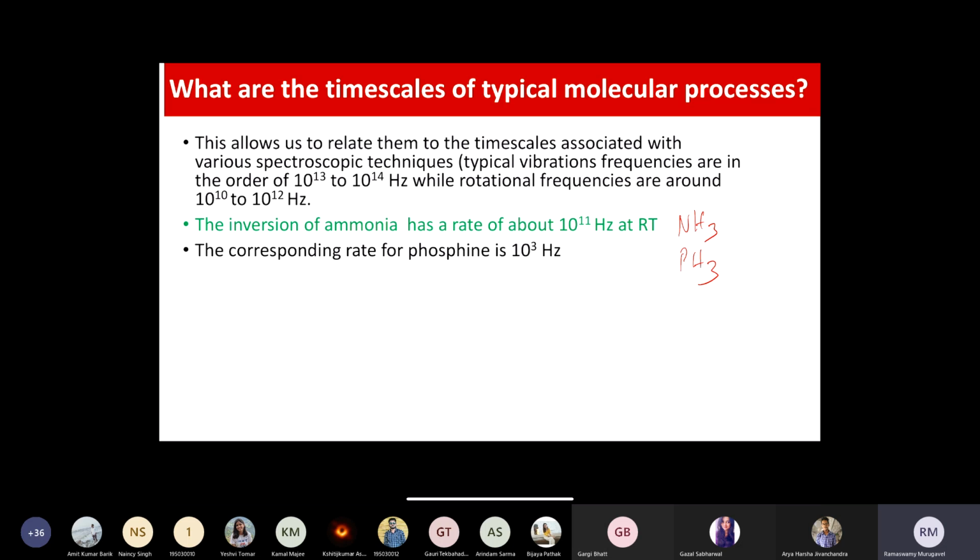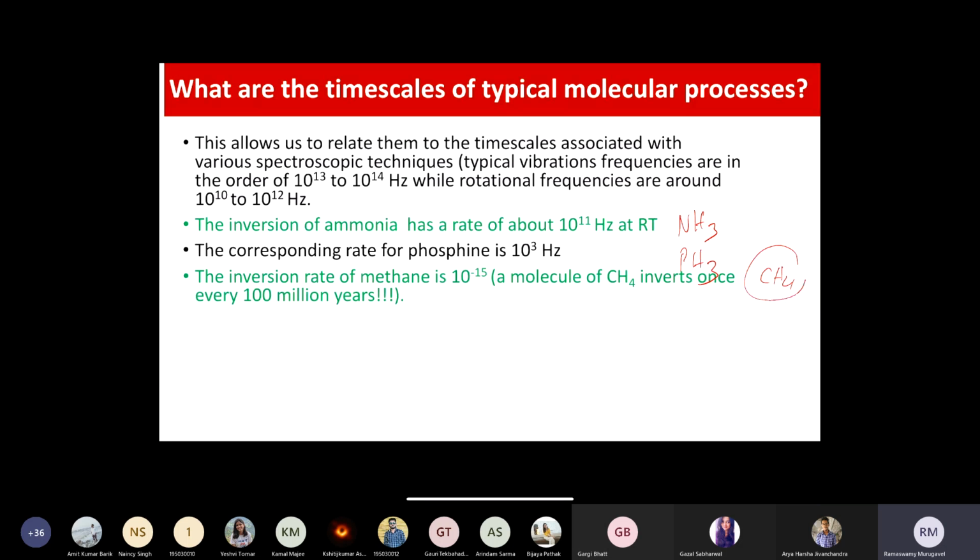And go to methane. So from NH3 and PH3, I'm going to a highly covalent molecule, methane. The inversion rate of methane per molecule is about 10^-15 hertz. What does it really mean? A molecule of methane would invert from the normal form to the inverted form, from up to down, once in every 100 million years.